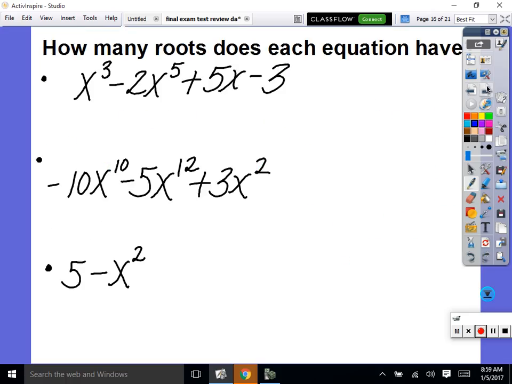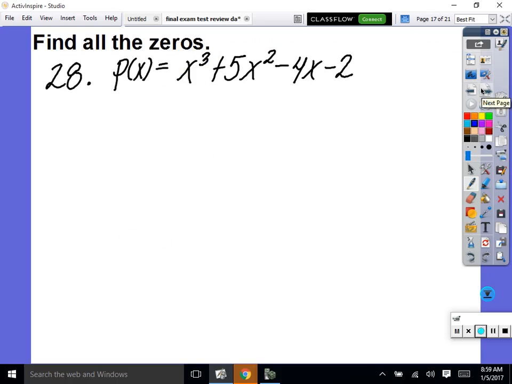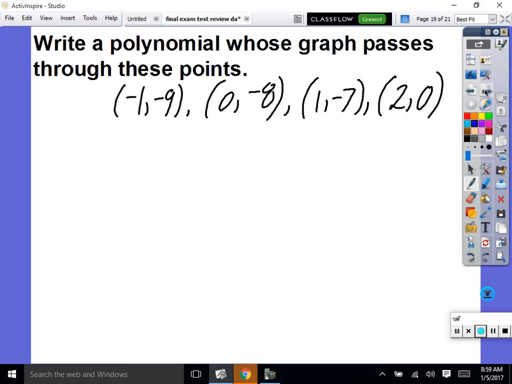So much to remember. So how many roots? You should not miss this one on the final. How many roots does this equation have? 5. It's the highest degree. That means how many solutions? Roots mean solutions. How many solutions does this have? 12. How many solutions does this have? 2. So everybody, one last example here and then we'll call it good.